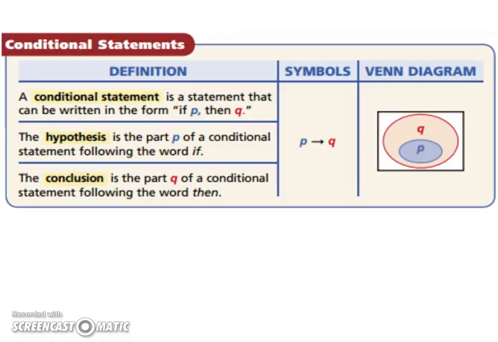Let's look at some vocabulary. A conditional statement is a statement that can be written in the form if P, then Q, where P is the hypothesis. It's the statement that's coming right after the word if. And the conclusion is Q. It's the statement that follows the word then. So if hypothesis, then conclusion is one way you can think about it.